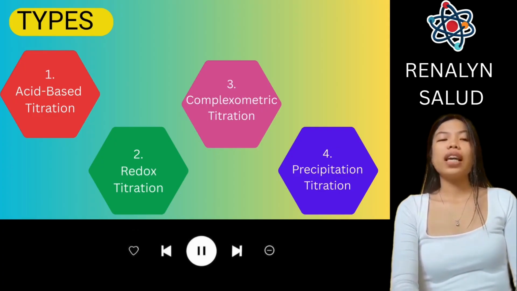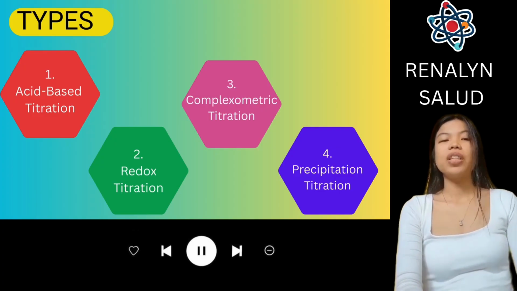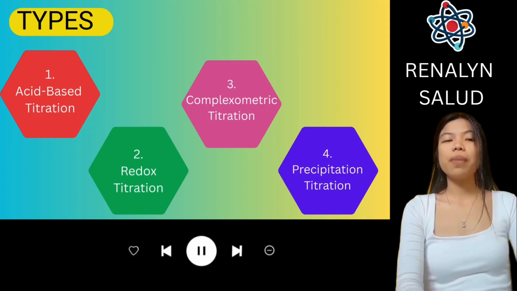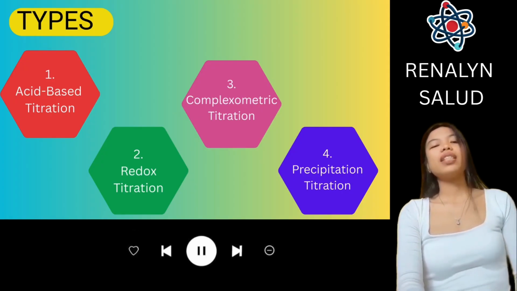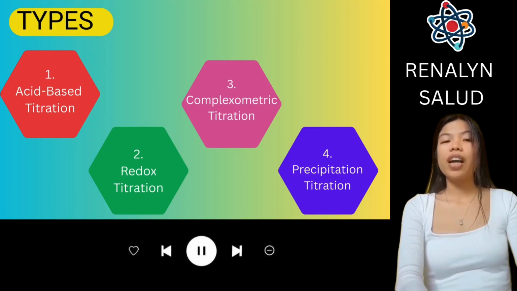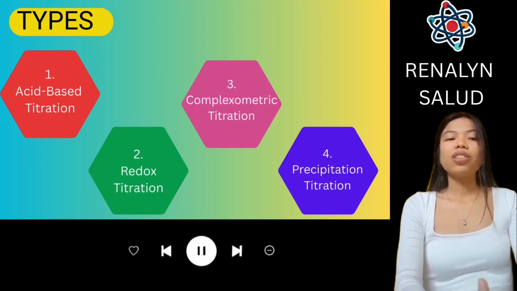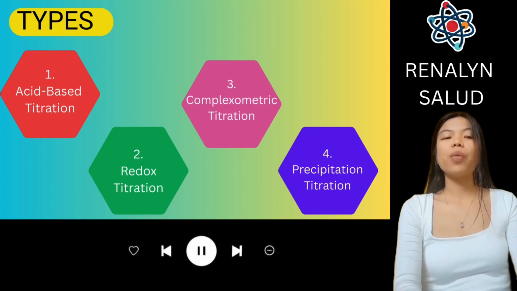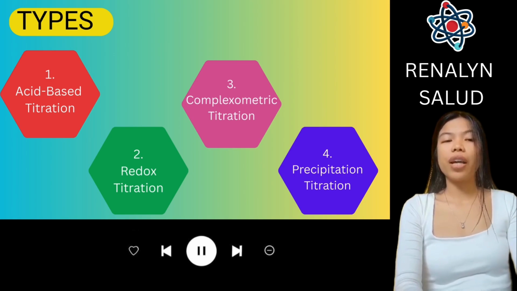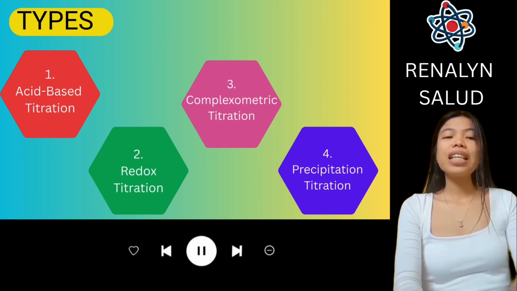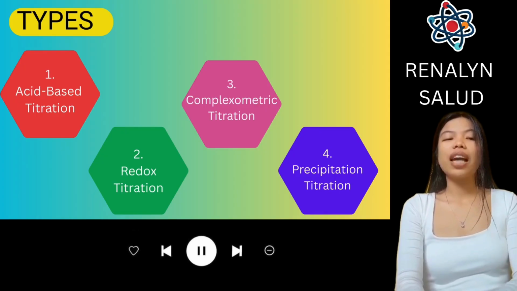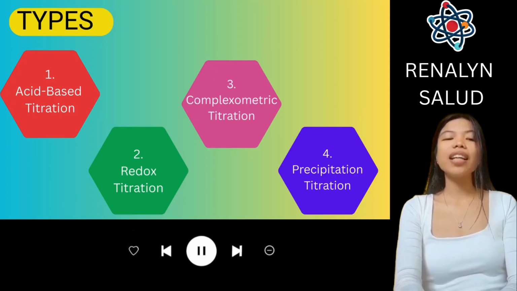So the last one is the precipitation titration. This is again a titrimetric method where a reaction between the analyte and titrant produces an insoluble precipitate, allowing for quantitative analysis. A common example is the determination of chloride ions, or Cl, by titration with silver nitrate, forming a white precipitate of silver chloride. Another example is the analysis of potash using calcium nitrate as the titrant, which precipitates calcium carbonate and calcium sulfate.